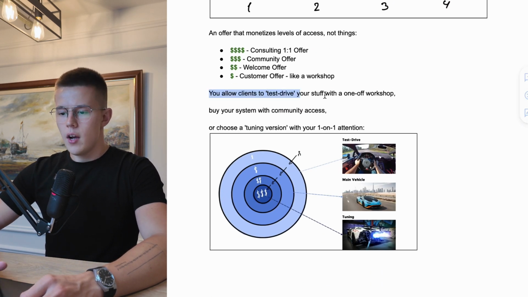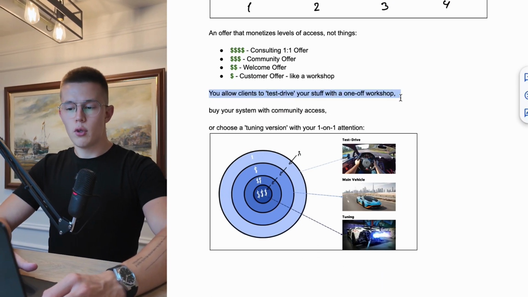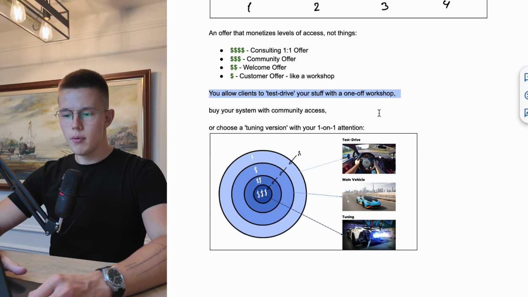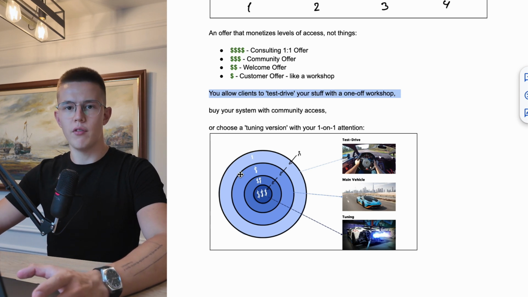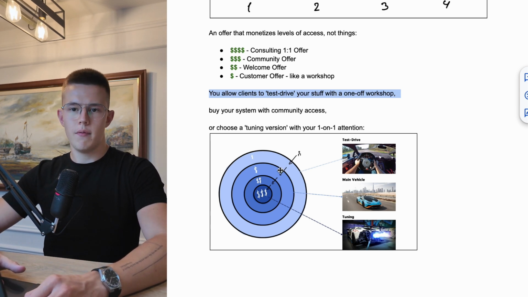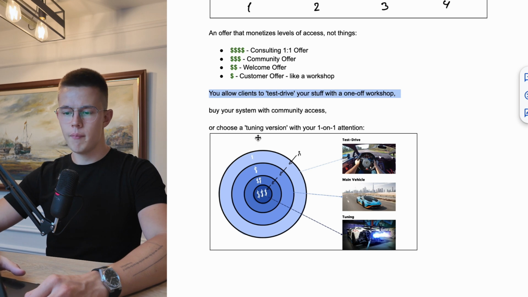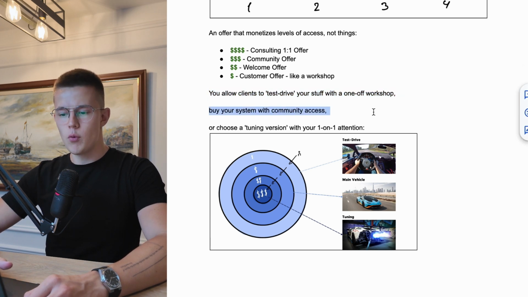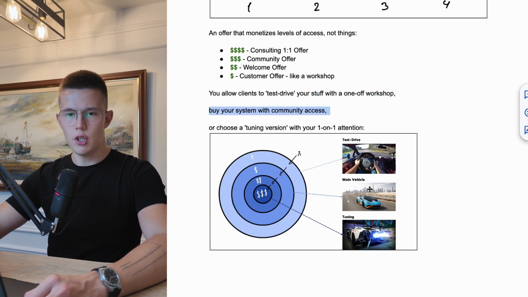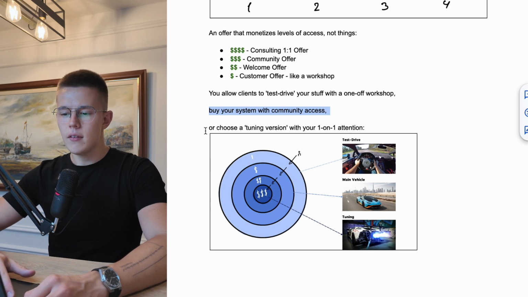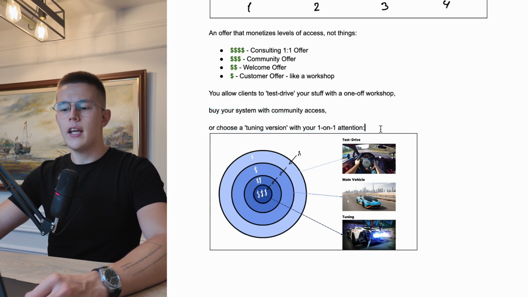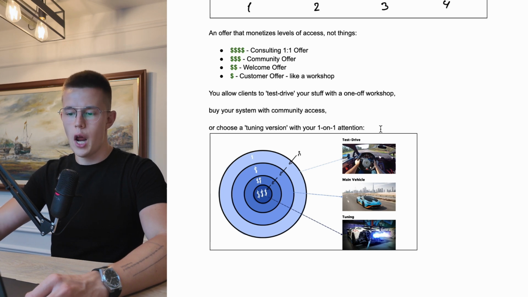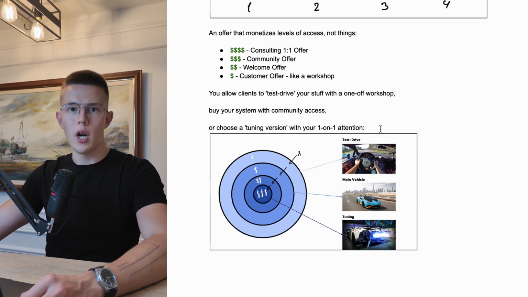Now, you allow your clients to test drive your stuff first with a one-off workshop. So the biggest circle, the offer that you will sell to the most amount of people, is a test drive. So you let them test drive your stuff. Then they buy your system with community access. So this is your main vehicle. And then they can choose a tuning version of it and work with you closely with your one-on-one offer.